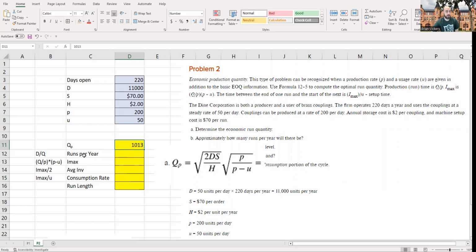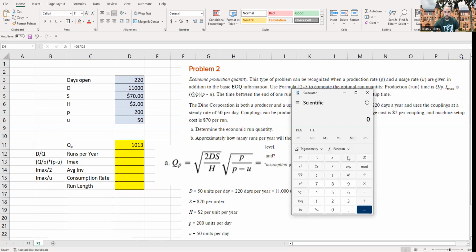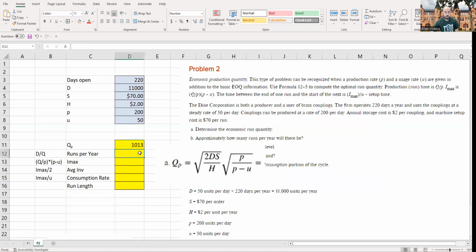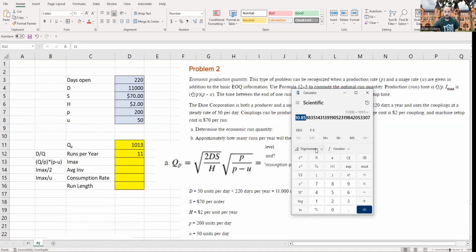All right, now how many runs do we do in a year? The number of runs per year is D divided by Q. Annual demand is 11,000. 11,000 divided by 1013 is 10.85. For 10.85 runs, you either have a run or you don't, so that needs to be 11. We'll just round it to 11 if you're doing it by hand.